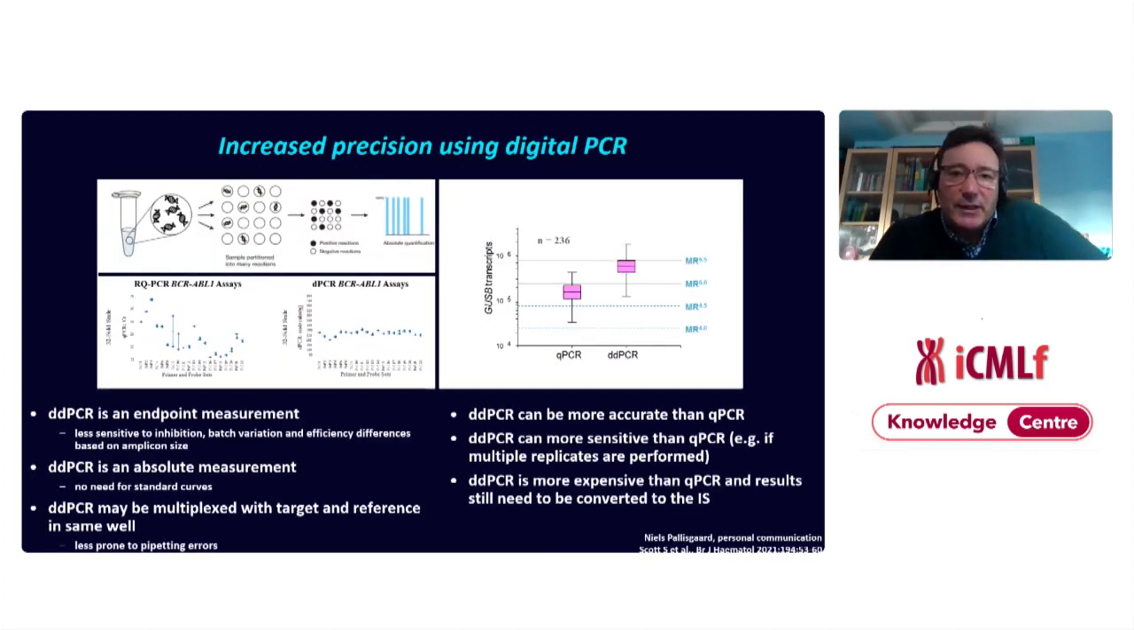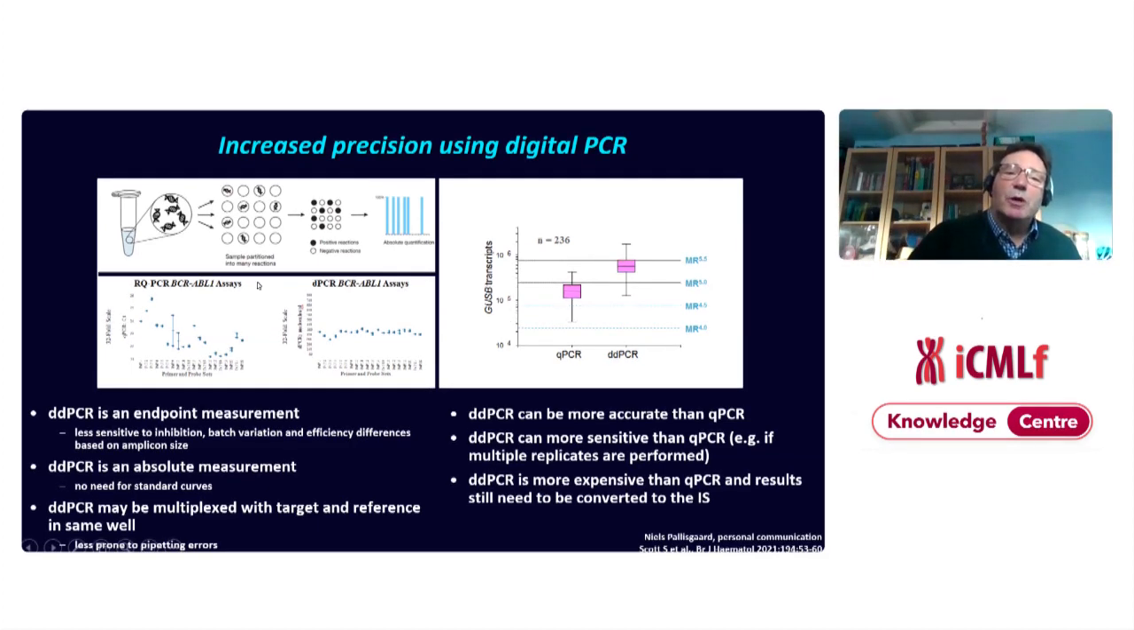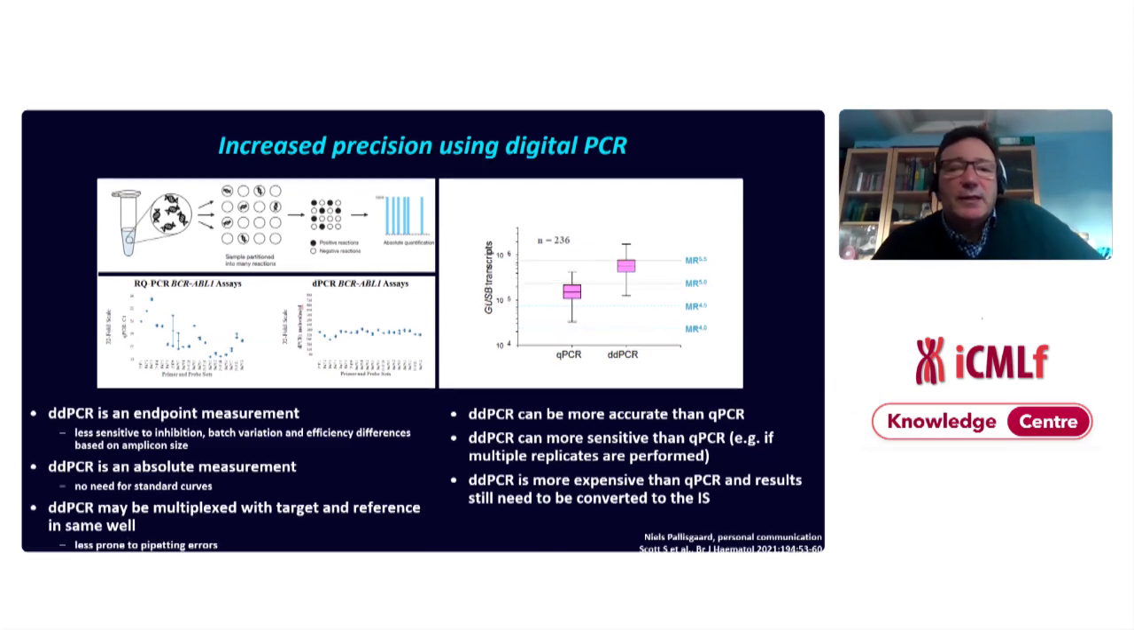So what about new technologies? How can they help? There's been a lot of interest in digital PCR. So digital PCR is basically the same qPCR test, but it's partitioned into individual either wells or droplets, and then these droplets or wells are then scored as positive or negative in a binary fashion. So you're not so dependent on the amplitude of the PCR, and this means it's a more robust technique. It's less sensitive to inhibition, batch variation, and some technical variance in the assay.